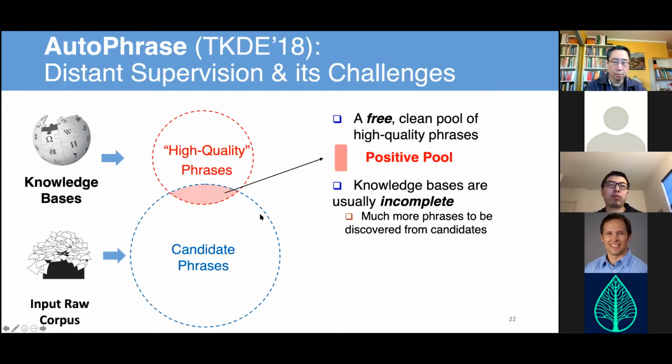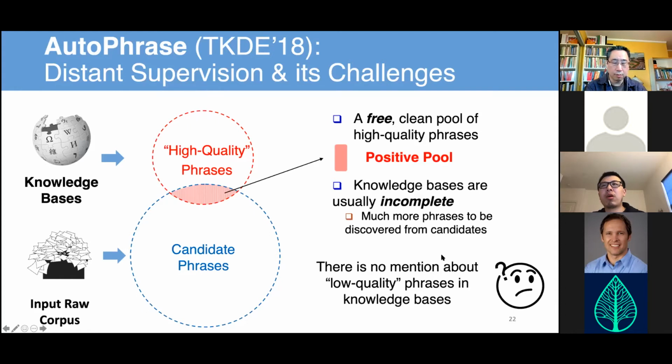Otherwise, we just do a simple string match between the corpus and Wikipedia. There's nothing else we need to do. But there's a problem for this knowledge base setting. There's no mention of the low quality phrases in the knowledge base. We can only understand where the high quality ones are, but how can we find those low quality ones? This becomes a problem, because when we want to train a classifier, we need both positive samples and negative samples. We only have positive samples here now, but where can we find the negative samples?